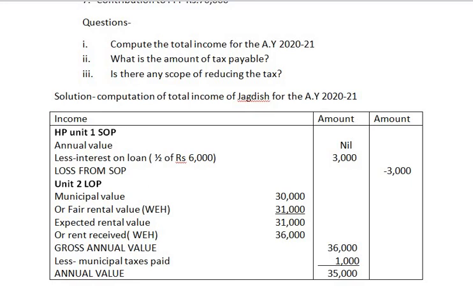So this is how the 15 marks question on income from individual is solved. I hope you have understood this sum.